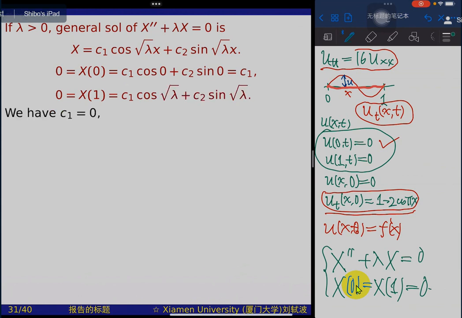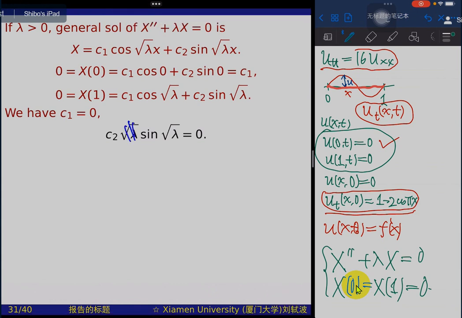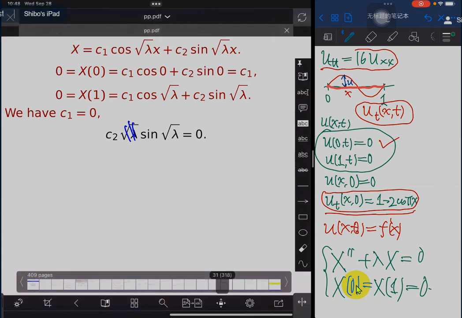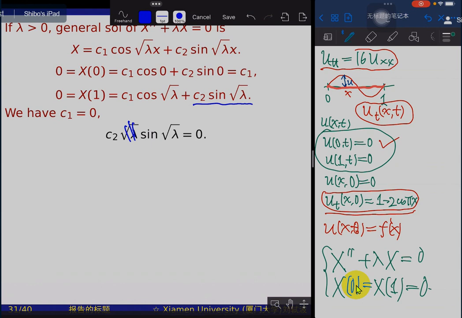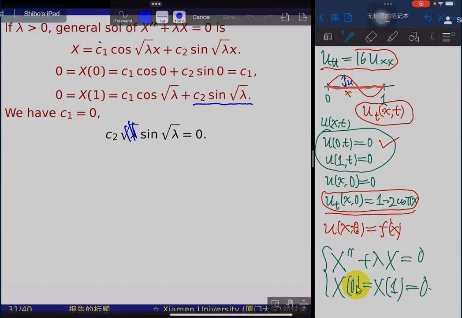From this, C2 sine square root of lambda has to be 0. The slide does not show this, which is also due to copying the code, but we should have C2 sine square root of lambda equals 0. But we don't want C2 to be 0. We already know that C1 is 0. If C2 is also 0, that means capital X is identically 0, so the solution is 0, and lambda is not an eigenvalue.